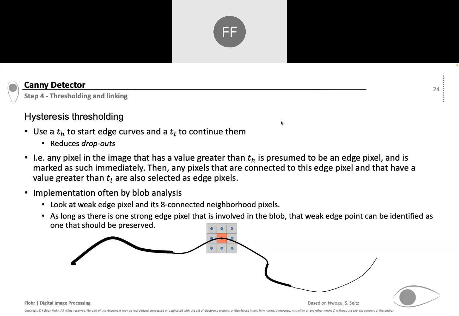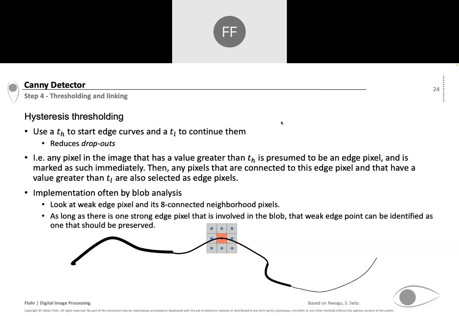At the end, you receive a binary image, so either 0 and 1, right? And 1 are your edges, and 0 is everything which is not an edge, basically. And indeed, you will accept that as a one, as an edge, only if there is a strong edge pixel in the neighborhood of that.